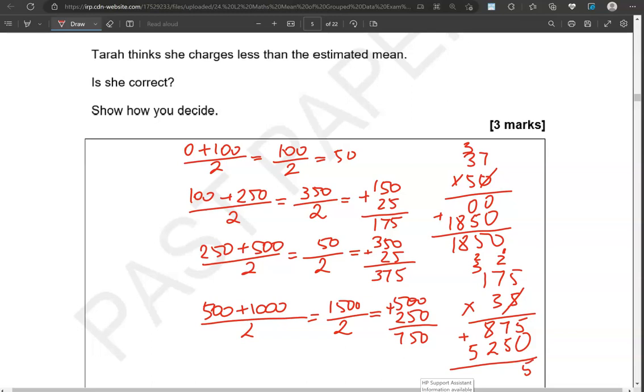5 and 0 is 5. 7 and 5 is 12. So 2 down and 1 carried over. 8 and 2 is 10, and the 1 is 11. So 1 down, 1 carried over. 5 and 1 is 6. So 6,125.